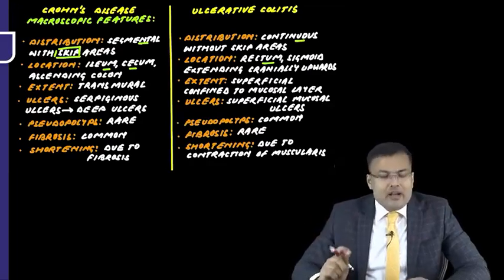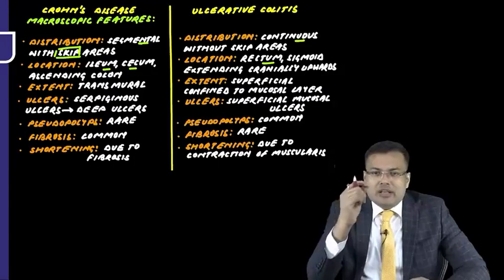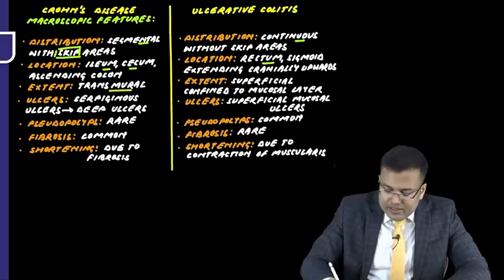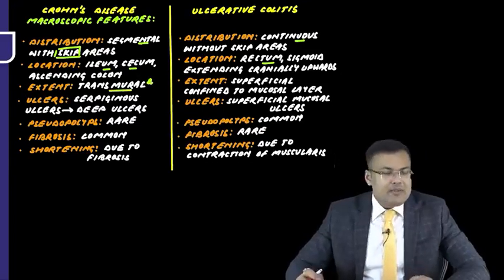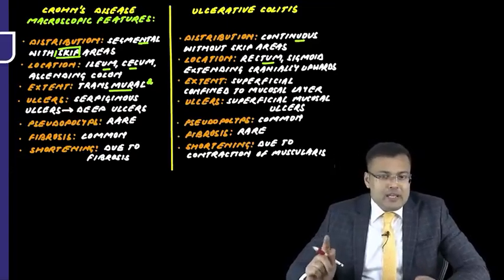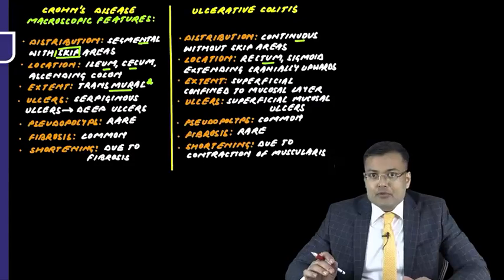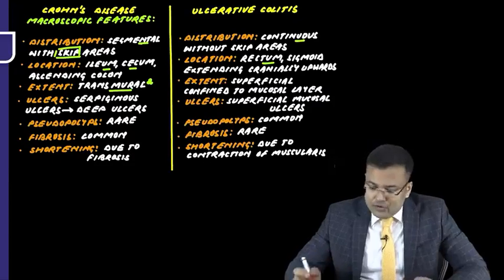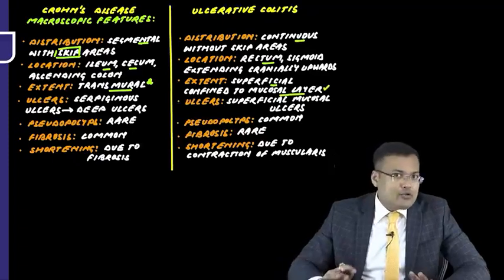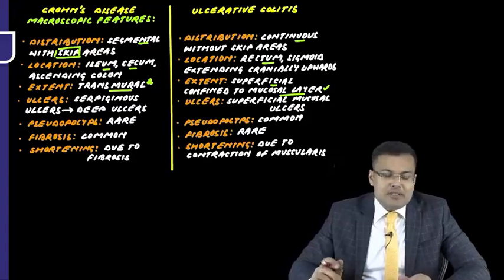Extent: you know that in Crohn's disease, all three layers of the bowel are involved, meaning the full thickness of the bowel. So it is transmural. But what happens in ulcerative colitis? Microscopically, there is involvement of only mucosa and submucosa. Macroscopically, it is superficial and confined to the mucosal layer. But microscopically, there is involvement of mucosa plus submucosa.